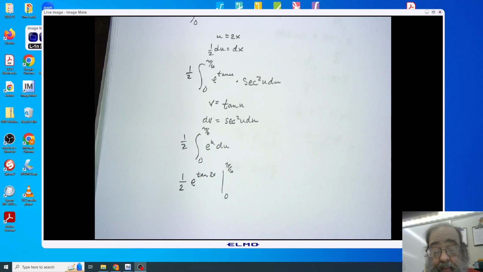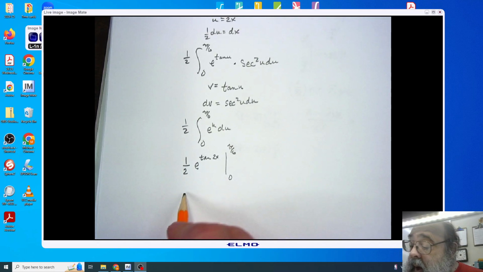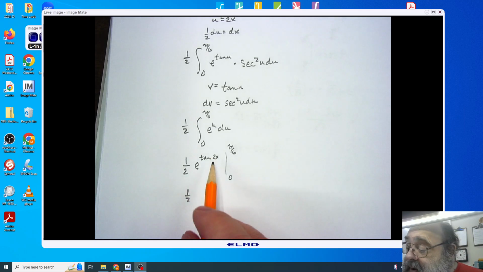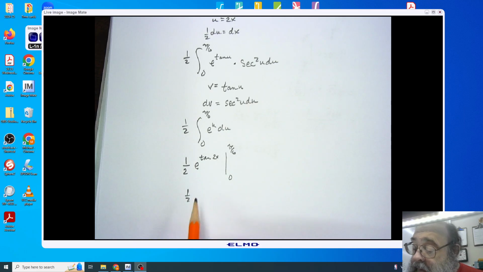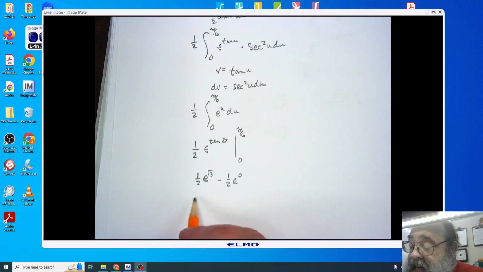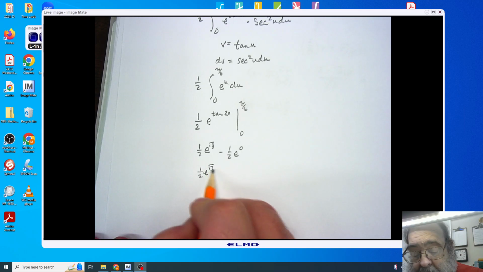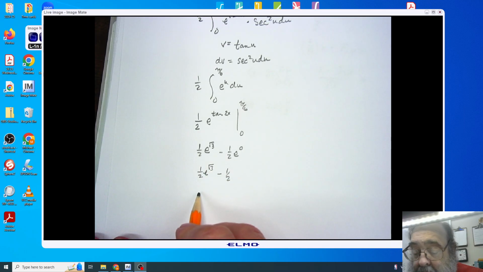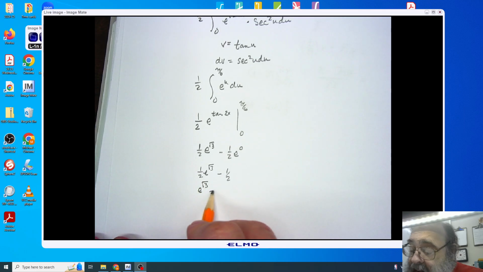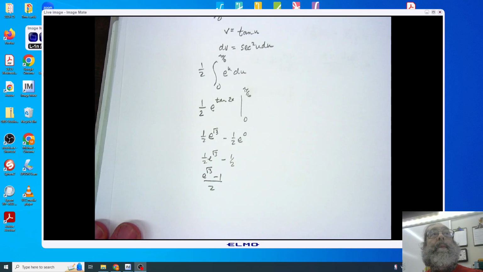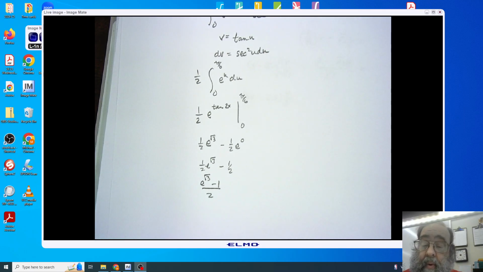We're now able to work with this and integrate. I get 1/2. The tangent of pi over 3 when we multiply it by 2 is going to be root 3. So I have e to the power of root 3 minus 1/2 e to the power of 0. And I'm just going to simplify this so that I end up with 1/2 e to the root 3 minus 1/2, or e to the root 3 power minus 1 all over 2. And this would be my answer for number 4.